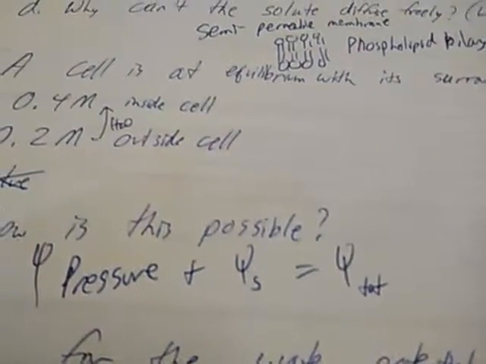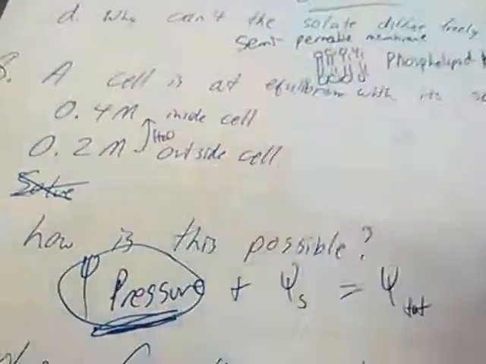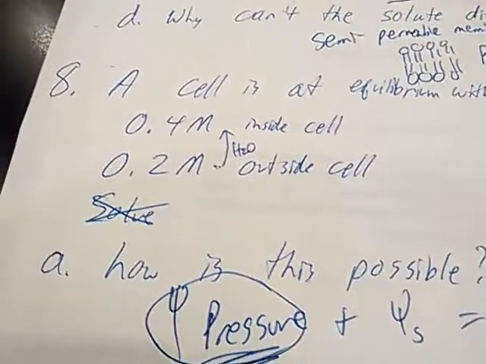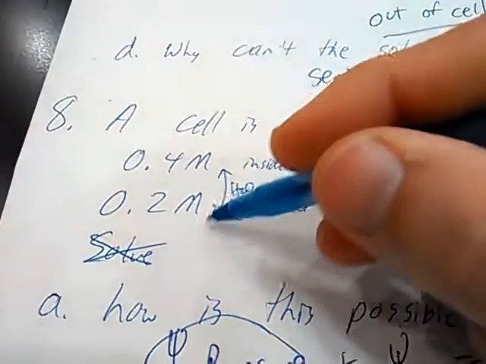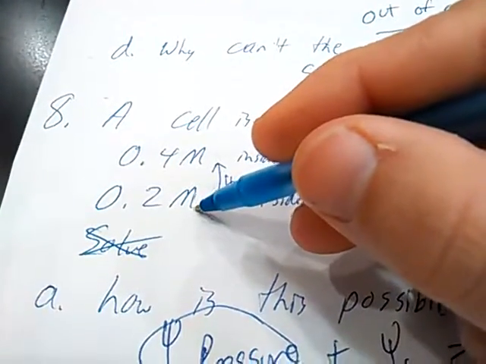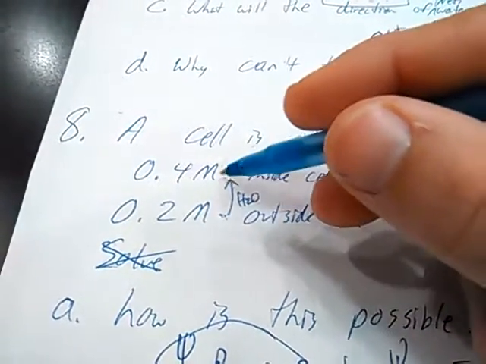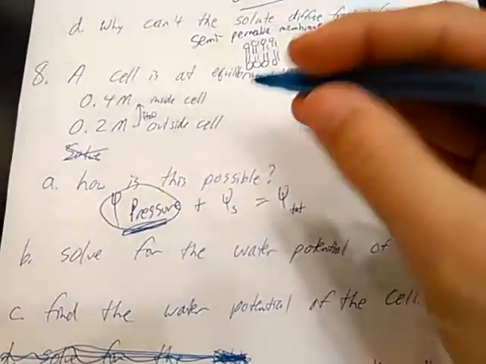All right. So, I think that's a fine answer right there. And is it possible for there to be pressure on the inside of the cell? Yeah, because water has been moving inside the cell because it's going from a lower concentration to a higher concentration. So the water is trying to dilute this down. All right. B, solve for the water potential of the solution. Okay. That's going to be outside the cell.